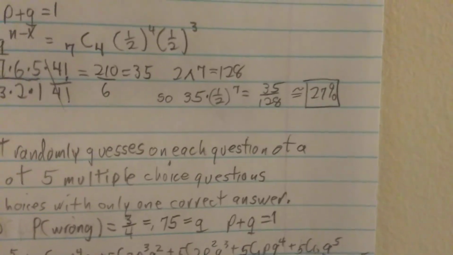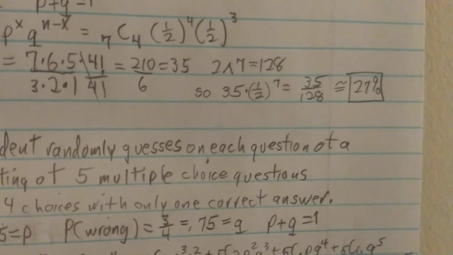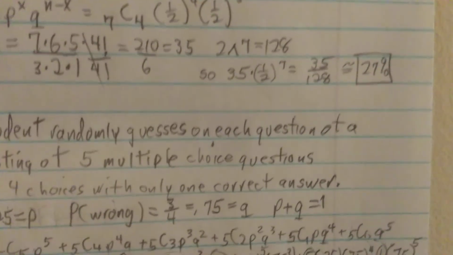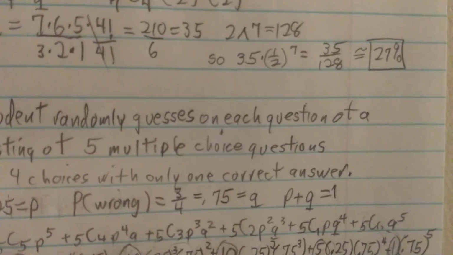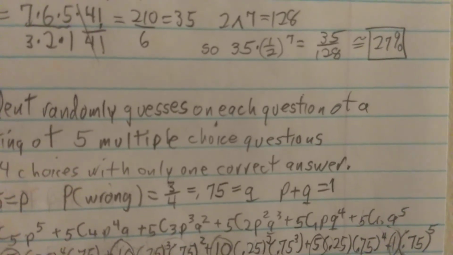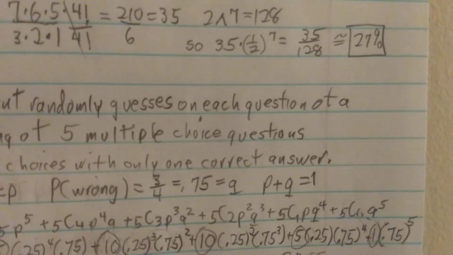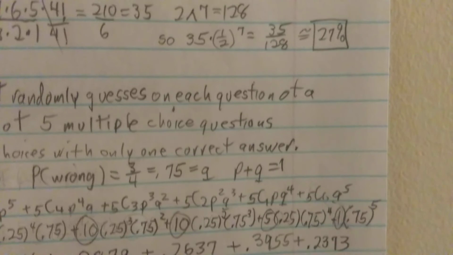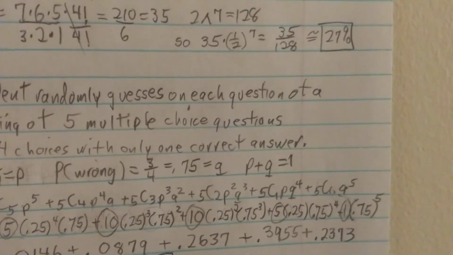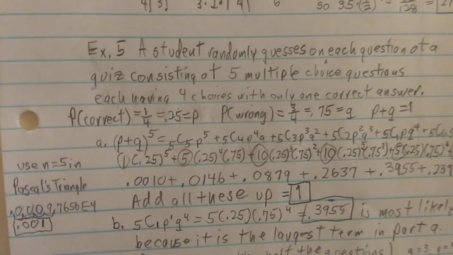So now 35 times 1/2 to the 7th is 35 over 128, because 1/2 to the 7th is 1 over 128. And 35 over 128 comes out to about 0.27, so we'll call that 27%.